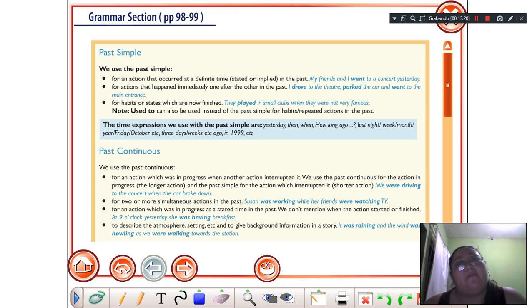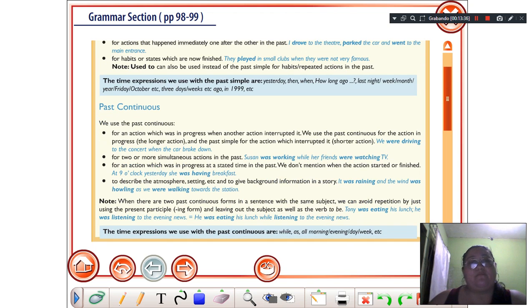This is very important, remember that you use the pronoun, the verb in past, and the complement, okay? And the difference with the past continuous is the structure and the uses. We use the past continuous for an action which was in progress when another action interrupted, for two or more simultaneous actions in the past, for an action which was in progress at a stated time in the past, and to describe an atmosphere, setting, etc., and give background information in a story, okay?